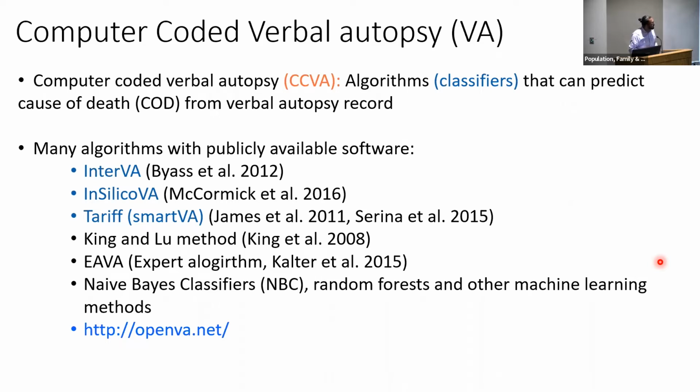And there are several very well established verbal autopsy algorithms. InterVA by Peter Byass was one of the most famous algorithms. InSilicoVA, developed by Tyler McCormick in a JASA paper, does a more systematic, statistically principled treatment of InterVA, and it's preferable over InterVA in terms of the underlying statistical principles. Tariff is a very different method proposed by the IHME, and there are a bunch of other methods. You can also use generic statistical or machine learning classifiers like the naive Bayes classifier or random forest or neural network or anything else really. If you want to read up more about these classifiers, openva.net is an excellent resource that discusses some of the major classifiers and their pros and cons.